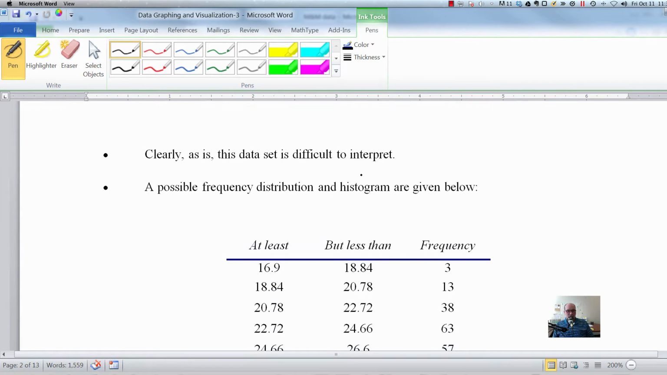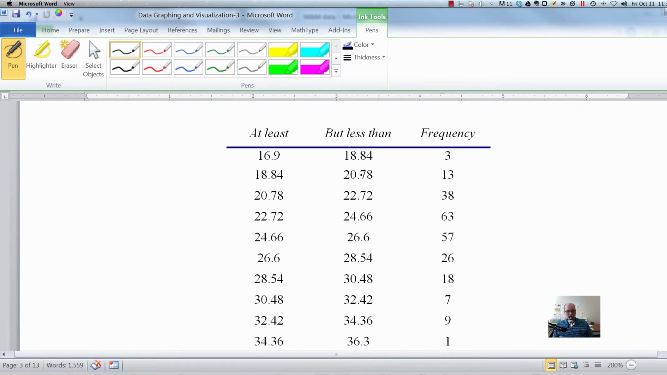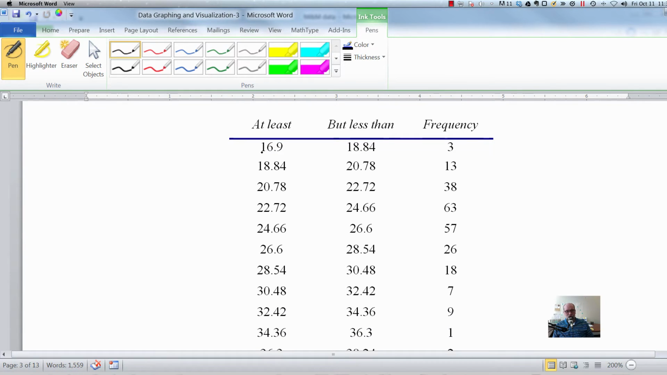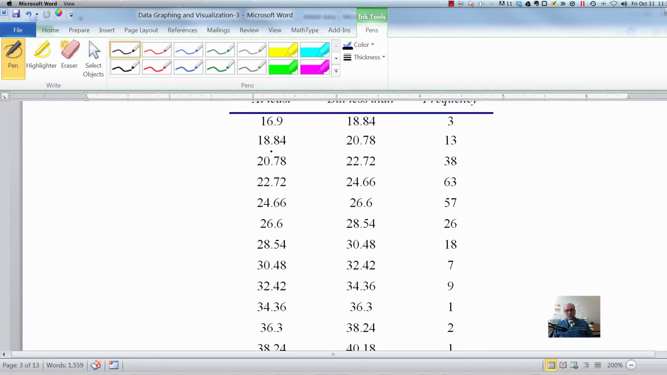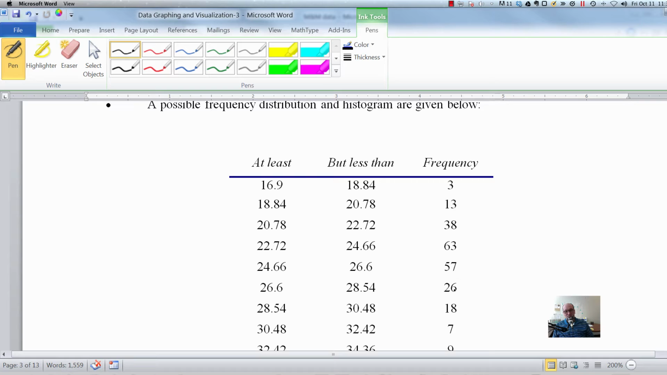Clearly this is hard to interpret. So we could come up with a frequency distribution that looks like this. What if we make a chunk between 16.9 minutes and 18.84 minutes? It turns out there were 3 pizzas delivered between those two. Between 18.84 and 20.78, there are 13. Between 20.78 and 22.72, there are 38 pizzas, and so on and so on. Over here, we have the frequency, how often the pizza showed up.